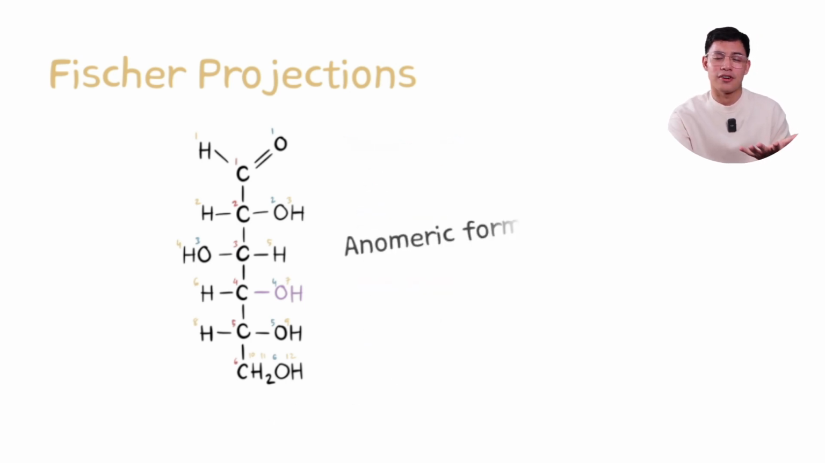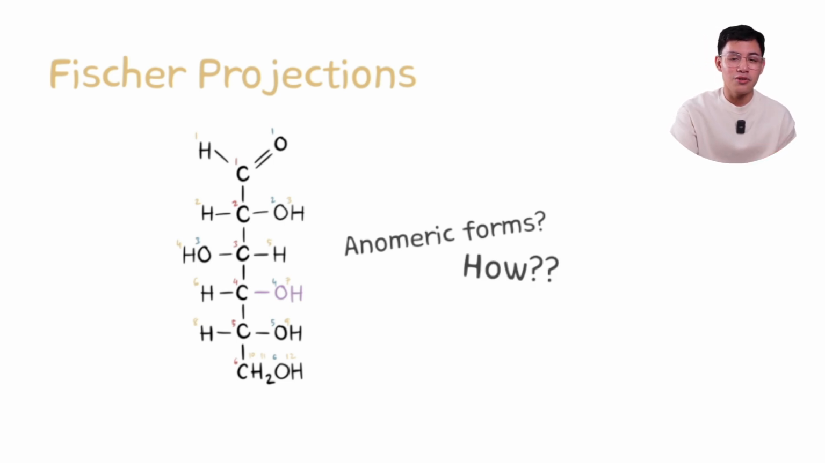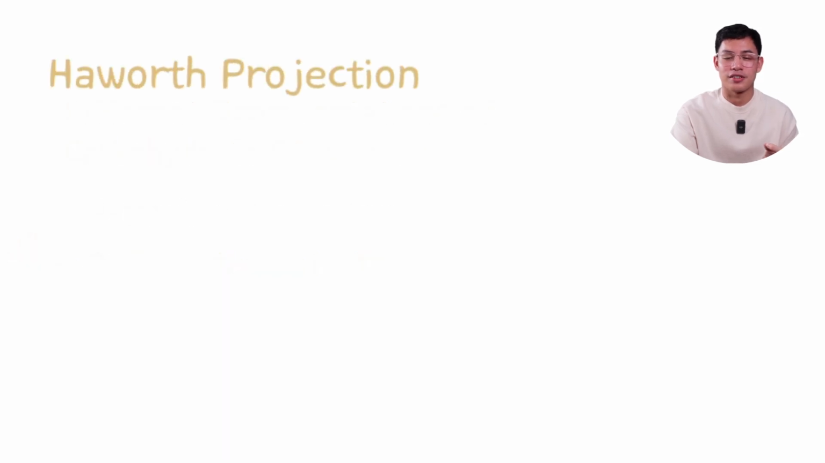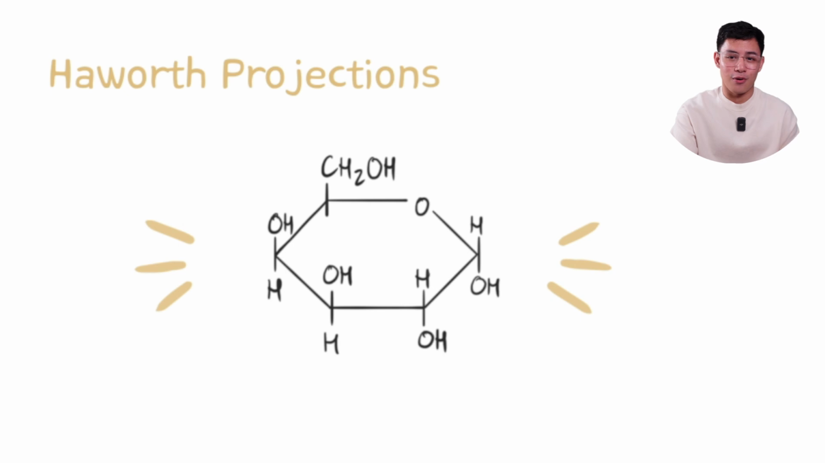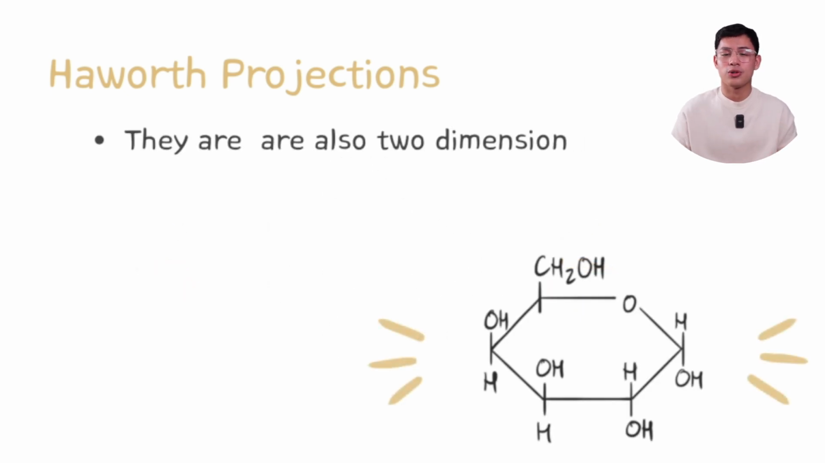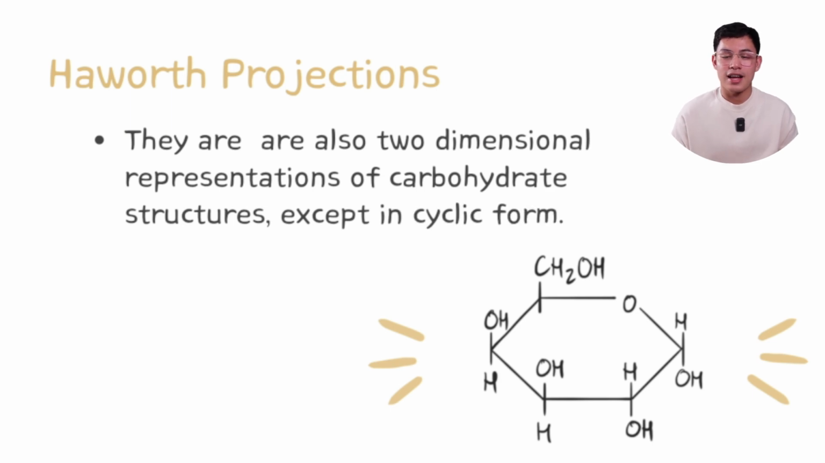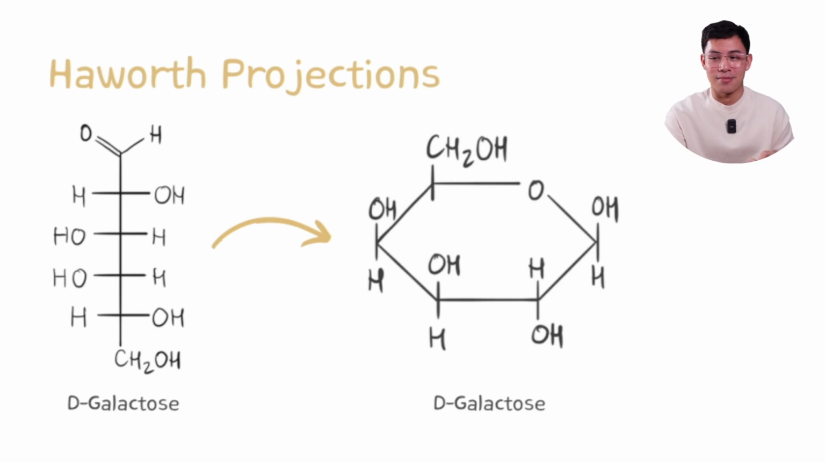But we also mentioned earlier that carbohydrates can exist in their anomeric forms. And there, we use a different structure, which perfectly leads us to our Haworth projections. Our Haworth projections are similar to our Fischer projections, except they are in cyclic form. So they are also two-dimensional representations of carbohydrate structures, but they are in cyclic form. In Fischer projections, the H and OH groups are on the left and right. In Haworth projections, the H and OH groups are at the top and the bottom.